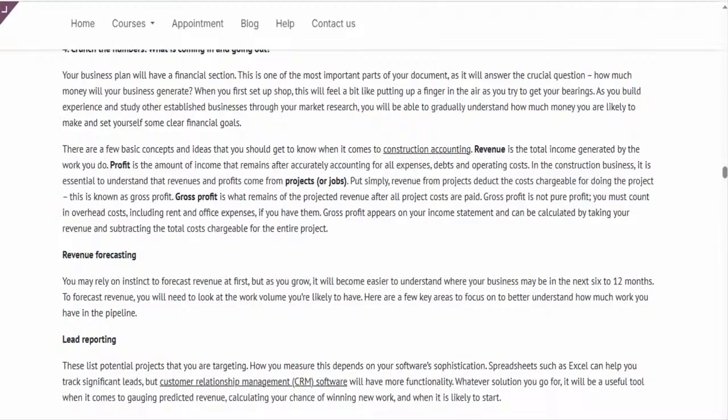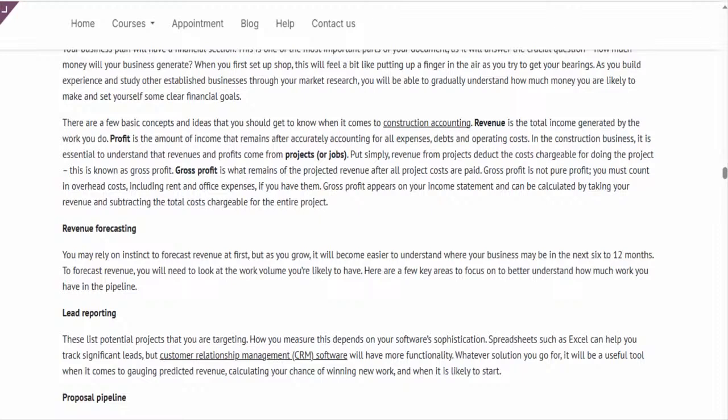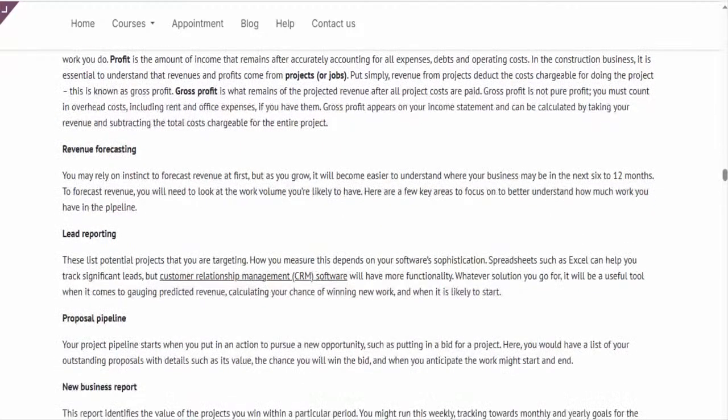Revenue forecasting. You may rely on instinct to forecast revenue at first, but as you grow, it will become easier to understand where your business may be in the next 6 to 12 months. To forecast revenue, you will need to look at the work volume you're likely to have. Here are a few key areas to focus on to better understand how much work you have in the pipeline. Lead reporting. These list potential projects that you are targeting. How you measure this depends on your software's sophistication.